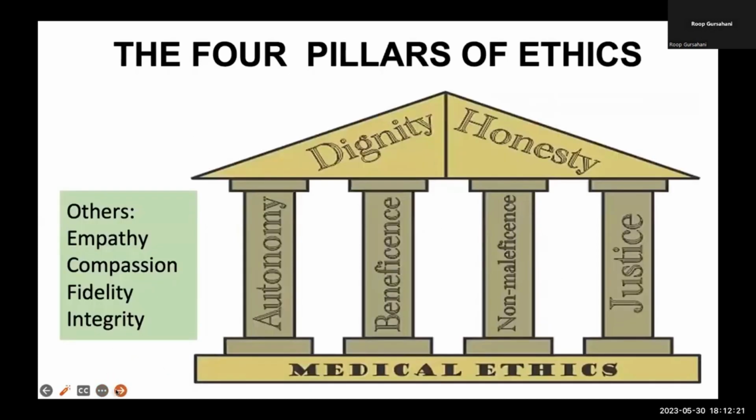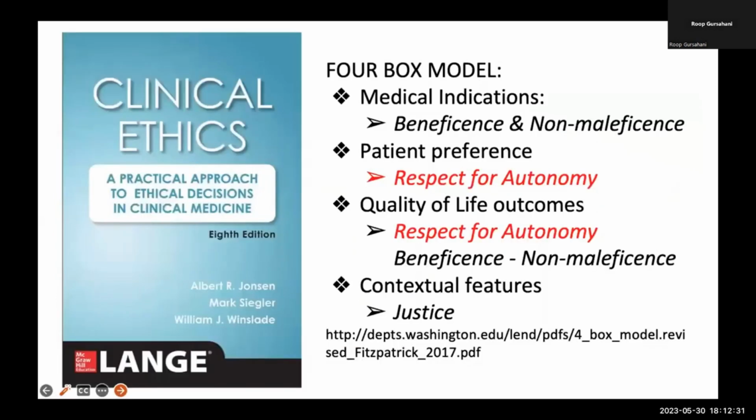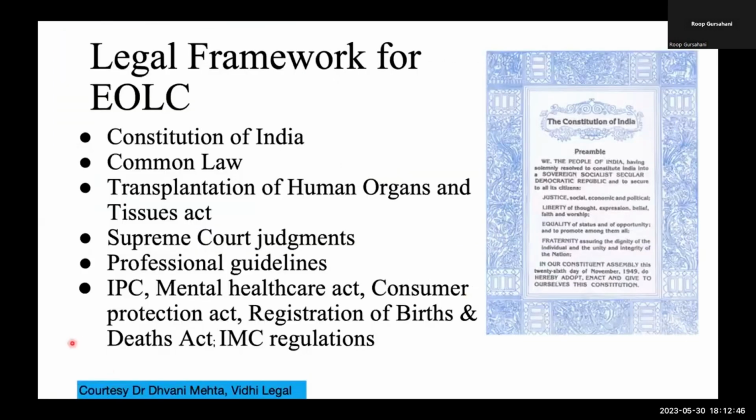We have 4 pillars of ethics: autonomy, beneficence, non-maleficence, and justice. There are others that are also included here: dignity and honesty. The issue is, how do you apply them? How do you combine them? And when you try to combine them, we use what is called the 4-box model. I'll leave that to you if anybody wants it. I'm happy to share that with you, but it's something that you must read.